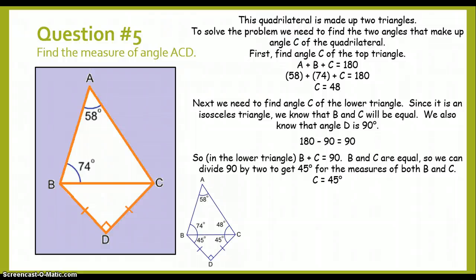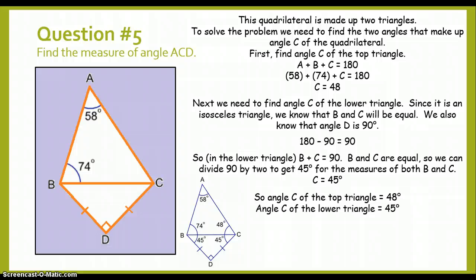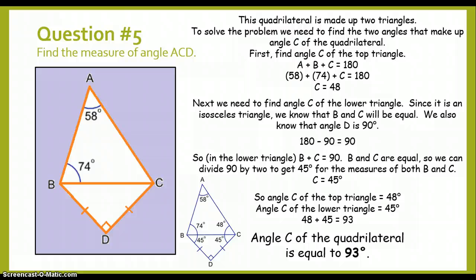And here is a little triangle, so what we know now. We filled in the 48 degrees here from the top, and both of these are 45 degrees. So this kind of helps to see what we have to do. We have to take this plus this to get the final angle C, which is what we're looking for. We know that the top angle C is 48 degrees, and we know that the bottom angle C is 45 degrees. So we just add those together to get 93 degrees. So we know that angle C of the quadrilateral is 93 degrees.